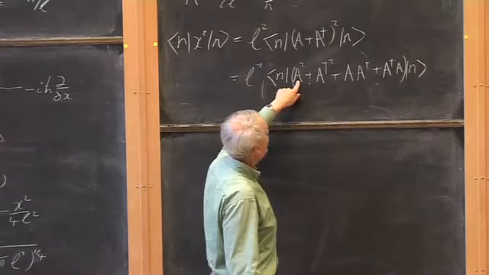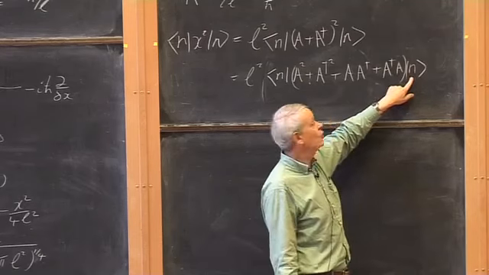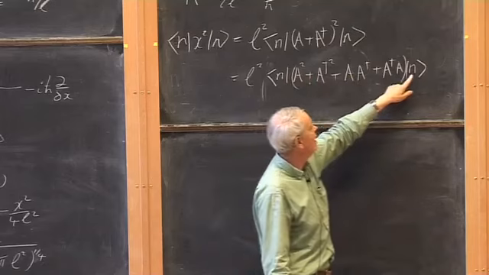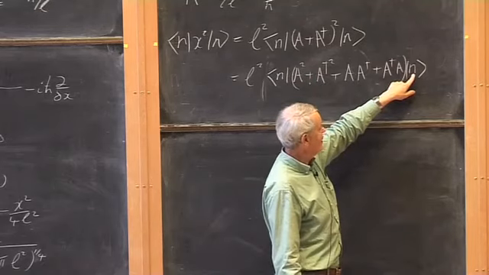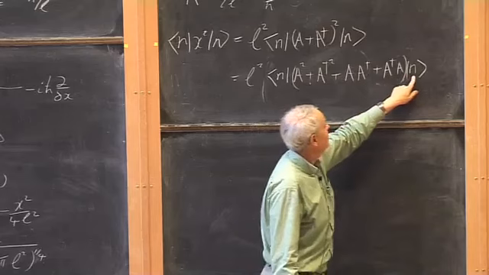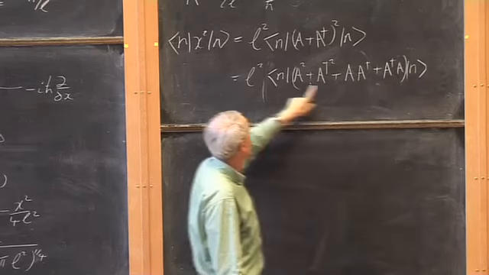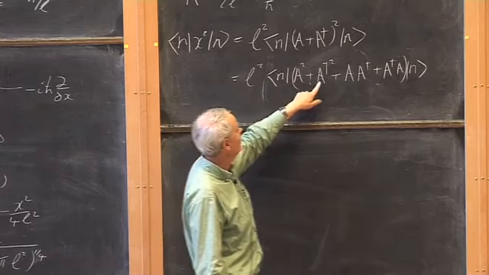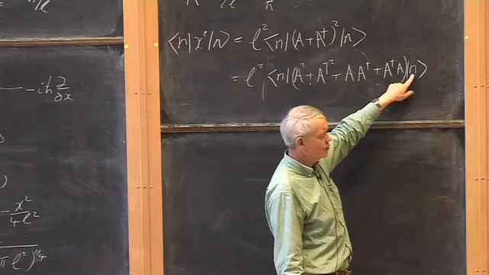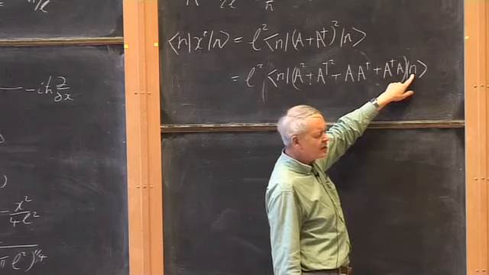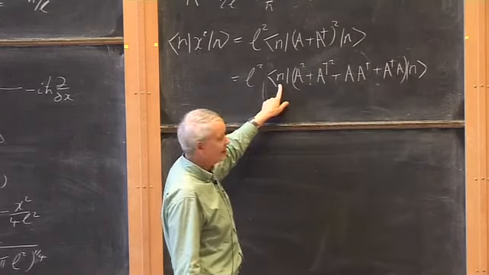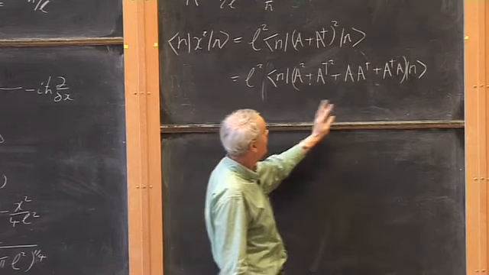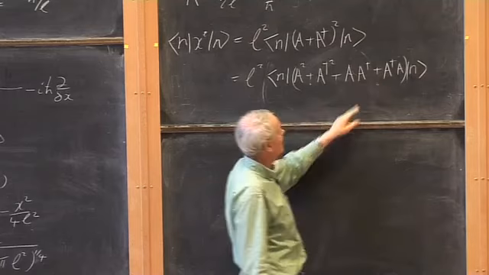Now, what's this? A squared applied to that is proportional to n minus 2, because each of these A's takes away a unit of excitation. But n minus 2 is orthogonal to that, so that makes no contribution to this expectation value. Similarly, A dagger squared on this produces some multiple of n plus 2, which is orthogonal to that, so that doesn't contribute. So these two terms don't contribute to the expectation value. These terms jolly well do contribute to the expectation value.